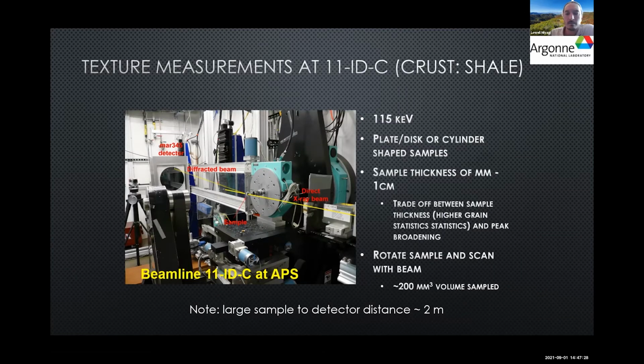This is a high energy beam line, so it's 115 keV. We can put our sample here on this goniometer. We can get up to about a centimeter thickness, but you have a trade-off between beam broadening, or peak broadening, and how well you can resolve your peaks. So we do a couple of things to increase grain statistics. One is we scan the sample in the beam while we're collecting diffraction. We can also do some rotations to bring more grains into diffraction condition, and to also increase the resolution of our texture measurement. So we get something like 200 cubic millimeters of volume.